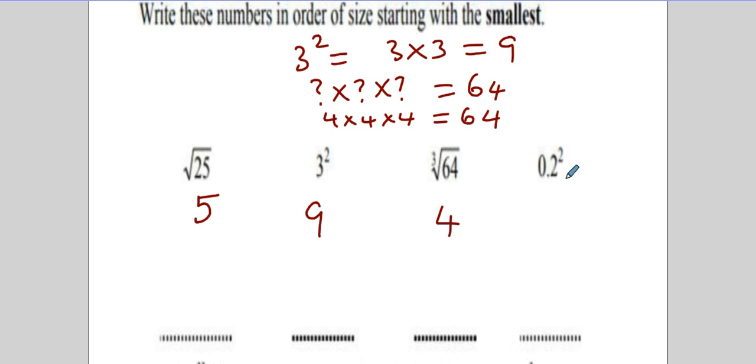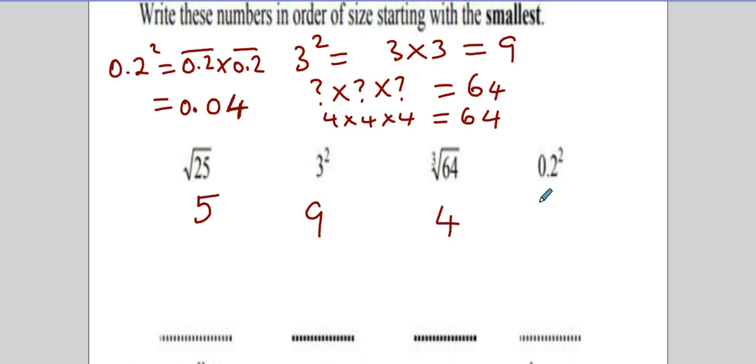And how about 0.2 squared? 0.2 squared is the same as 0.2 times 0.2. And ignore the decimal places, just do 2 times 2. The answer is 4, and count the number of decimal places. You have 1 decimal place over here and 1 decimal place over here. So 2 decimal places, so count 2 numbers. One is 4, another one will be 0, and the answer is 0.04.